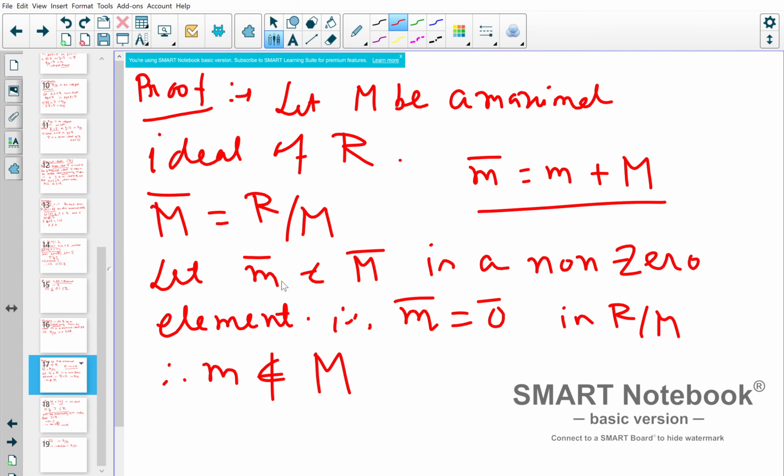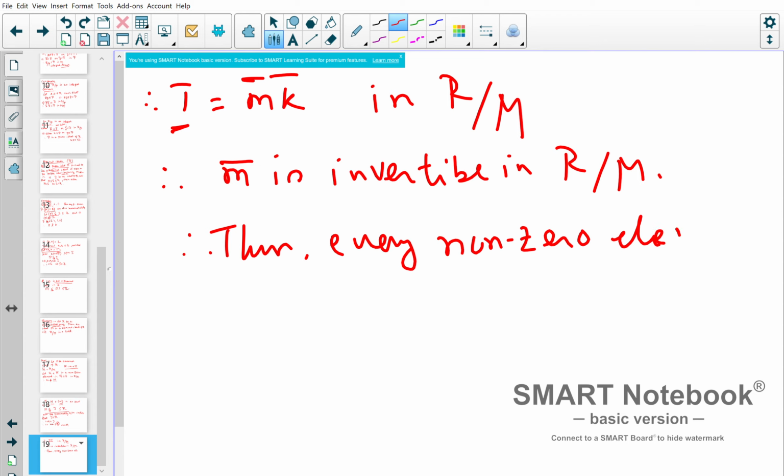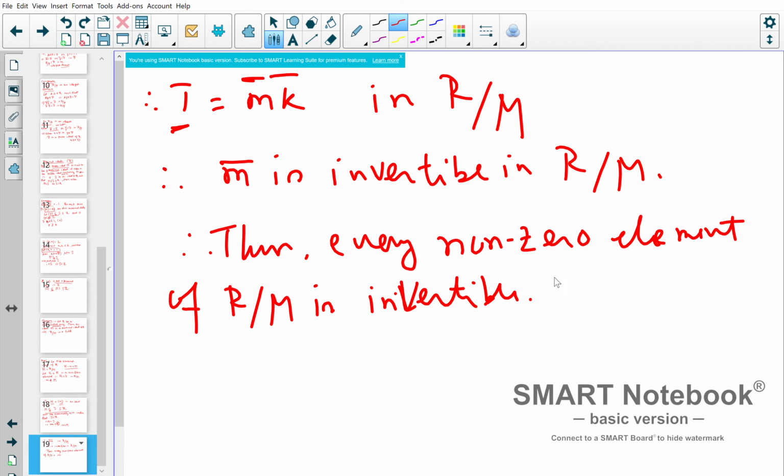And we chose m bar as an arbitrary element, right? This is an arbitrary element. So thus every non-zero element of R mod M is invertible. So R mod M is a field. Clear?